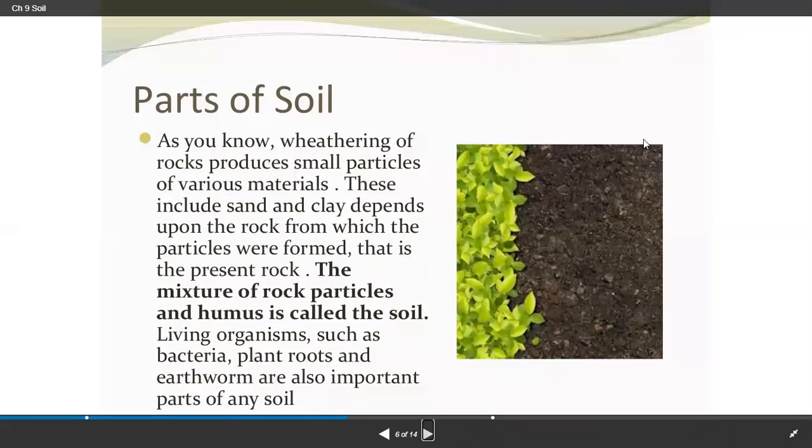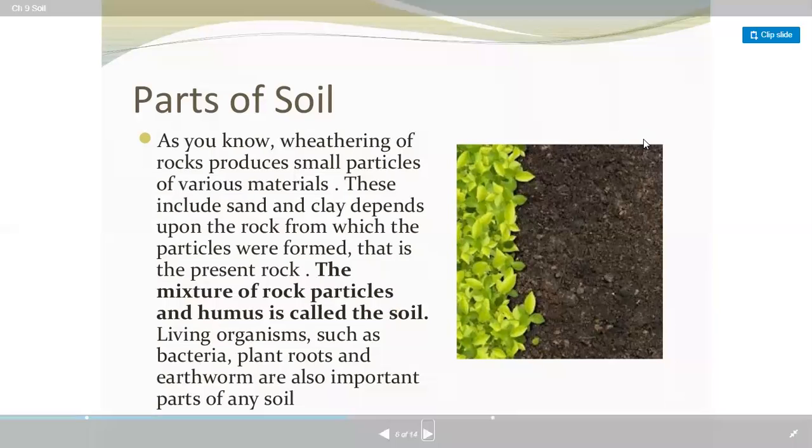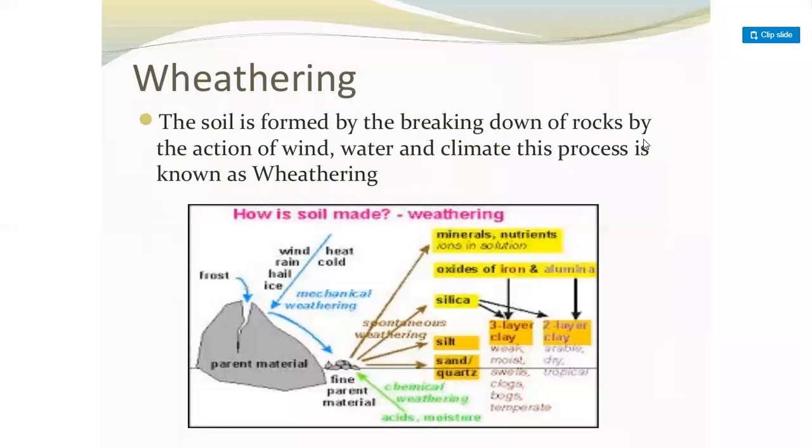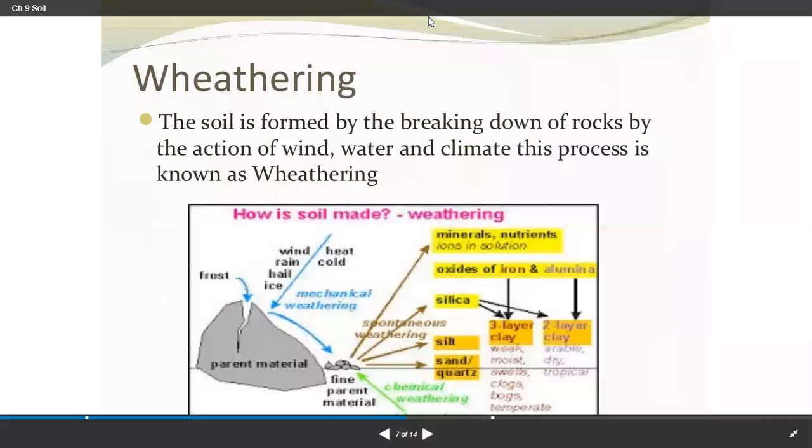Now, the parts of the soil. We know that weathering of rock produces small particles of various materials. These include sand and clay, depending upon the rock from which the particles were formed, that is the parent rock. The mixture of rock particles and humus is called soil. Soil is formed by the process known as weathering.